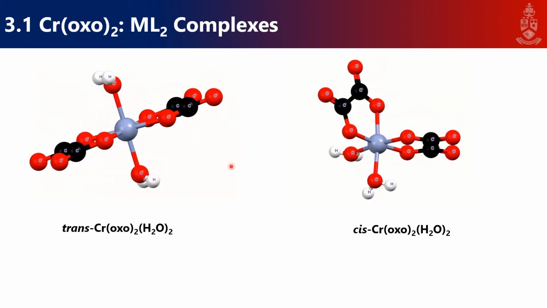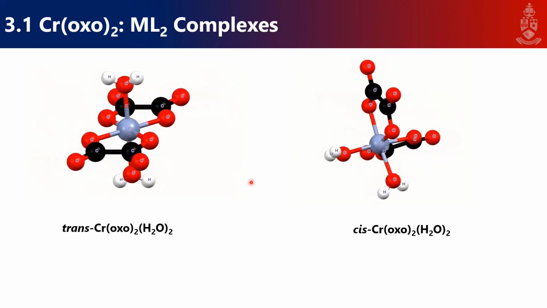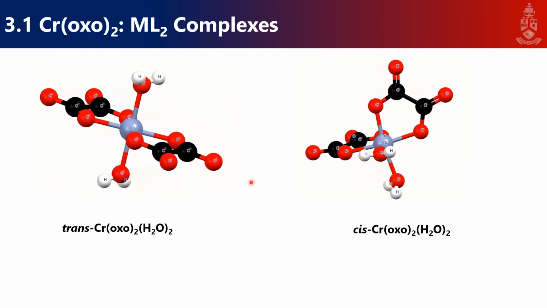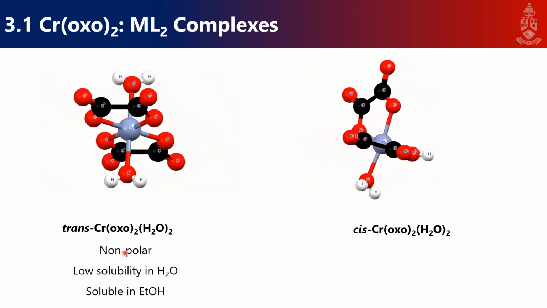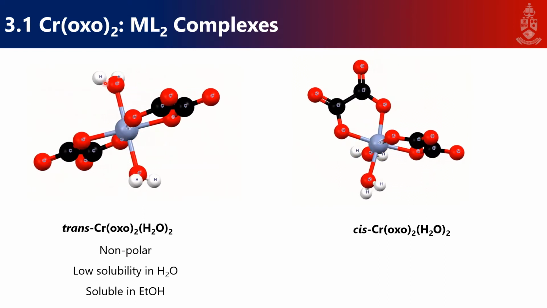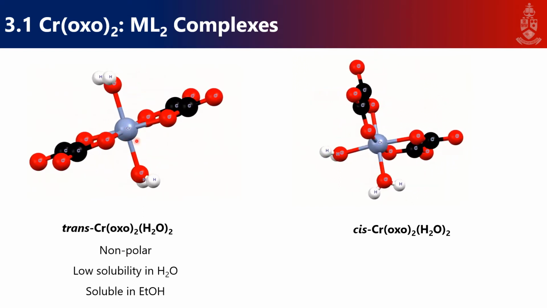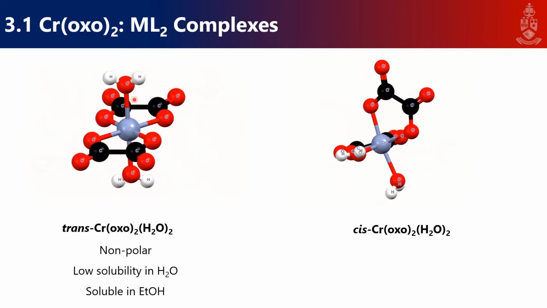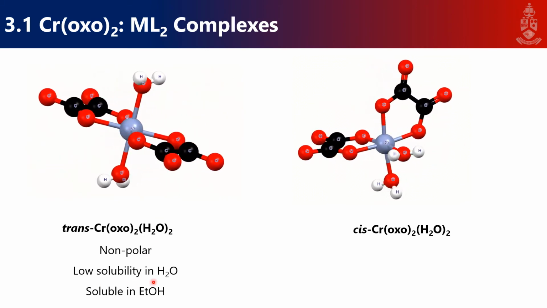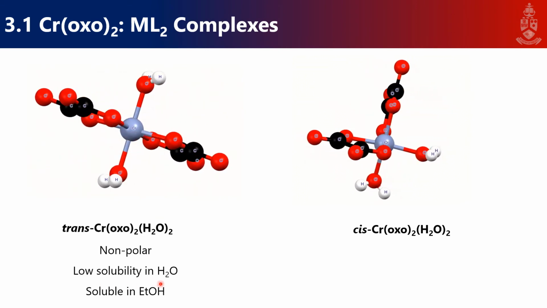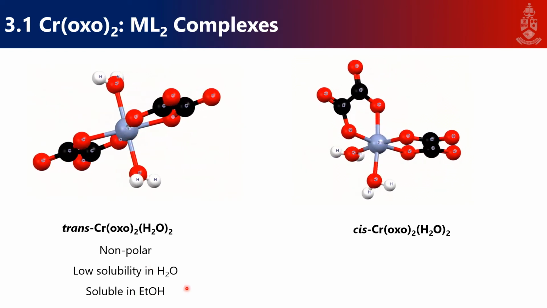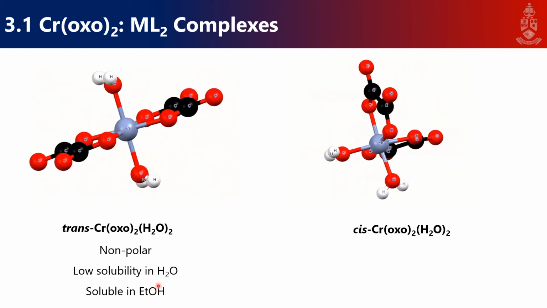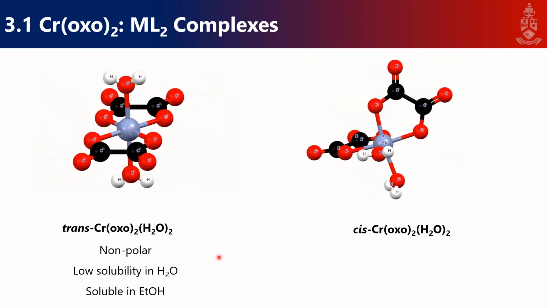Anyway, okay, to get to the point, so we know they're isomers. That means they have different properties. So what are these different properties? We know that the trans one is nonpolar, big shock. So why is it nonpolar? Because there's no dipole moment because all of these ligands cancel one another. That means it has low solubility in water. Water is a polar solvent. It makes sense because it's nonpolar. And it's actually slightly soluble in ethanol.